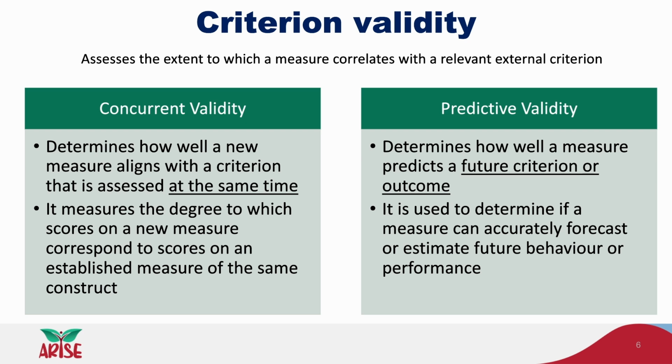They administer the aptitude test to a group of incoming students and then track their performance at the end of their first year, typically measured by their GPA, or grade point average. By analyzing the correlation between the aptitude test and the GPAs, the admission office can determine if the test accurately predicts academic success.